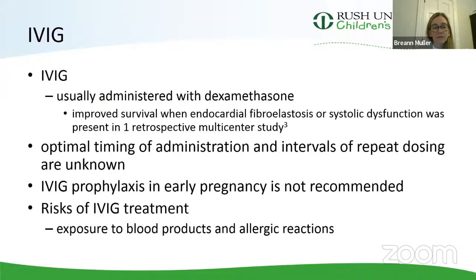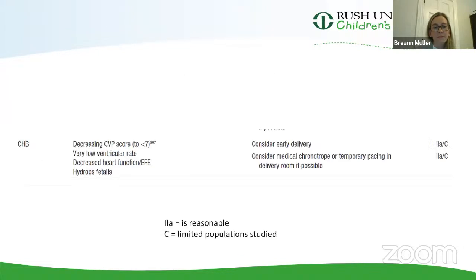I'm just going to keep moving along in the matter of time here. This was also just from the AHA, talking about how we decide about delivery for these patients. I think that can be one of the hardest things to decide. You don't want to, of course, take the fetus out too early. You want them to be a good size and to be able to have pacing done. But you also don't want to wait too long and have them develop significant hydrops, which can make them more critical after delivery.